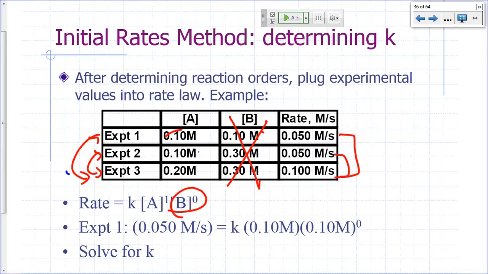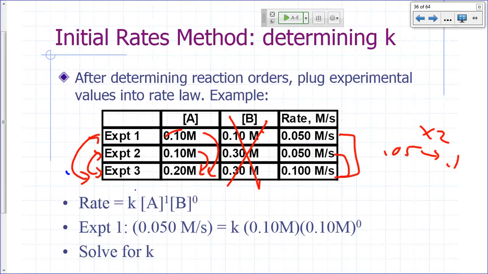By doubling the concentration of A, what happens to the rate? From 0.05, it becomes 0.1. So that also doubles, right? So we say that the rate is directly proportional to the concentration of A. So we say that it is first order with respect to A. So that allows you to determine the order of the reaction.